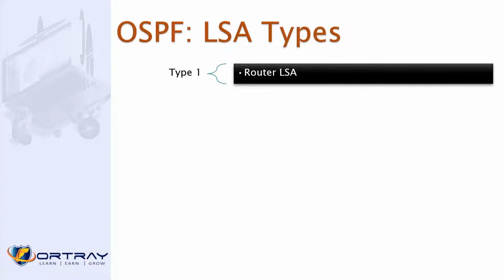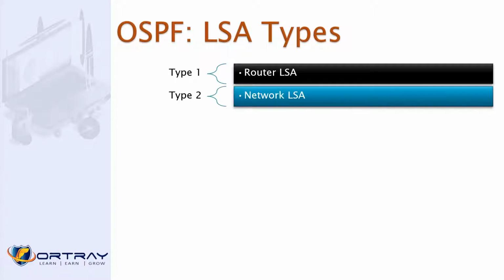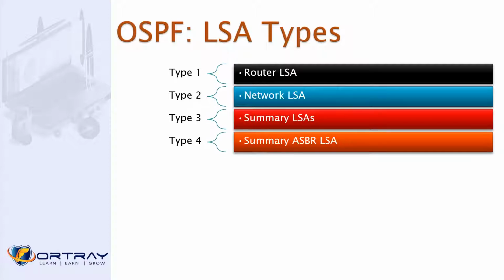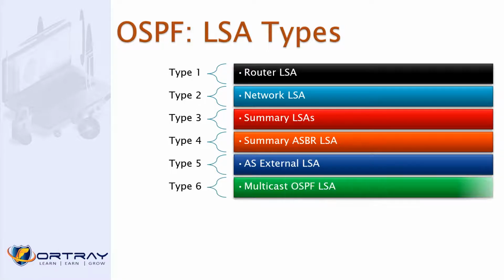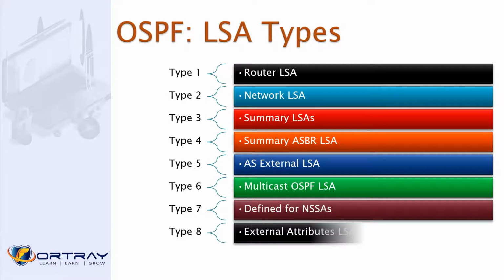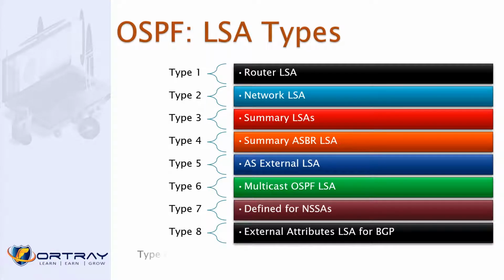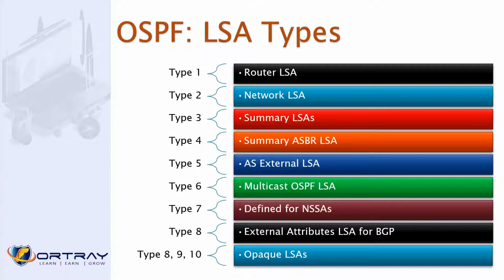LSA types, we have many LSA types actually. So now guys, a lot of information is coming. Router LSA, network LSA, summary LSA, summary ASBR LSA, AS external LSA, and multicast OSPF LSA as well, defined by NSSA. So external LSA for BGP, for example, opaque LSA. Basically up to 10 LSAs are there. Most likely you need to know a minimum of 5 at least: the router LSA, the network LSA, the summary LSA, summary ASBR LSA, and external LSA.